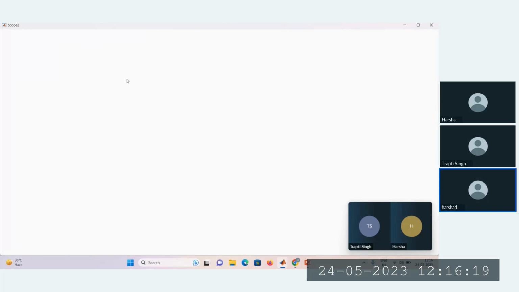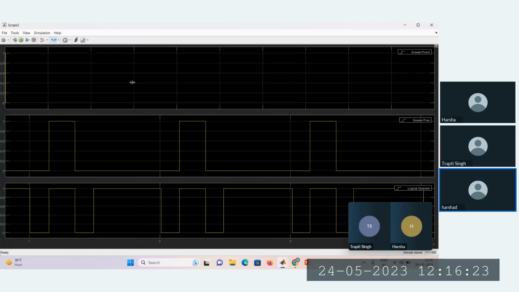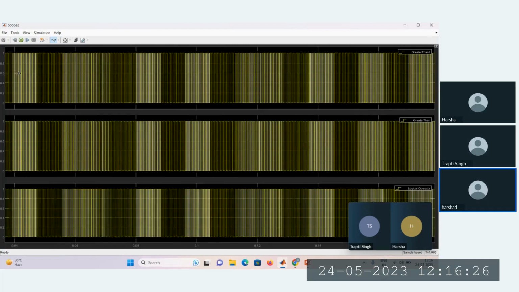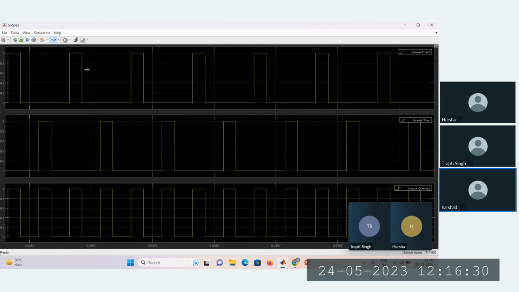We can observe the output in the scope window. Here we can see that this is the output generated by comparing a sine wave and a triangular wave, and this is the output generated by comparing a sine wave and a triangular wave and a DC signal. This is the result of the OR operation between the first wave and the second wave.